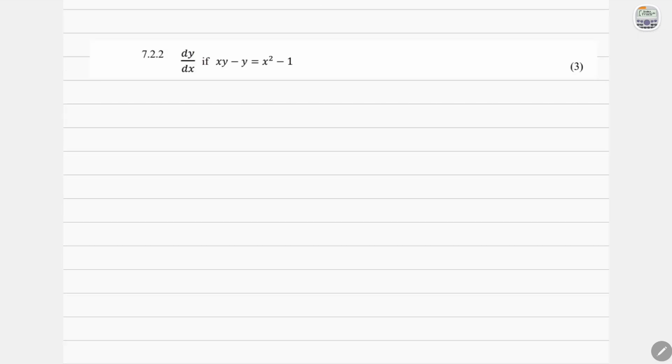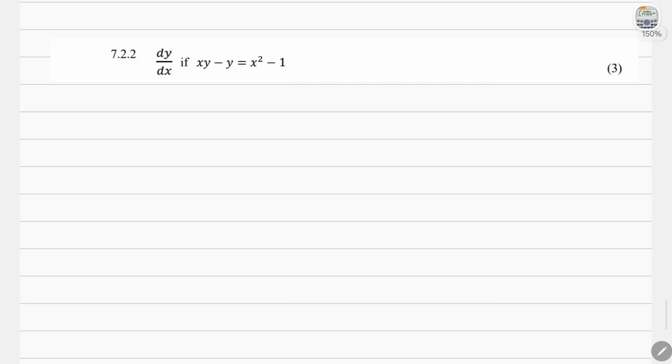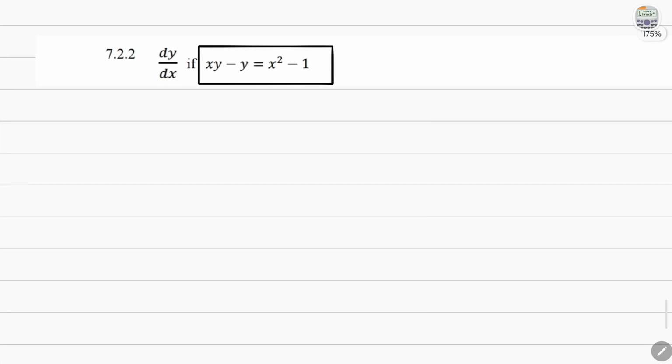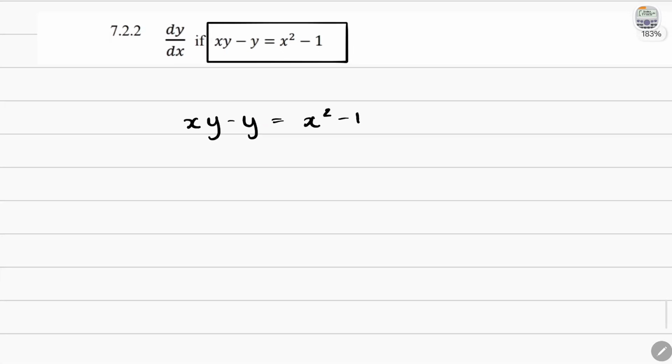Question 7.2.2 says we need to determine dy over dx if we have this equation. Okay, so let's go ahead and first make y the subject. Let's rewrite our equation. We have xy minus y equals x squared minus 1. And we can just take out a common factor of y here first. So y comes out, and we're left with in the first term x, and in the second term, it's just negative y, so it is negative 1. You can always say this term, negative y divided by that common factor. Okay, so this is what we have, and we have x squared minus 1.